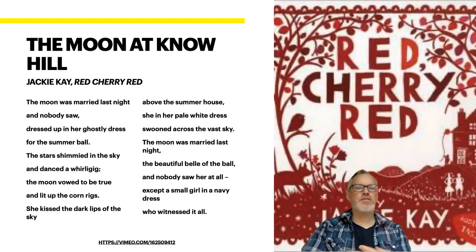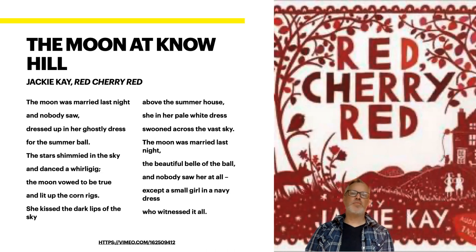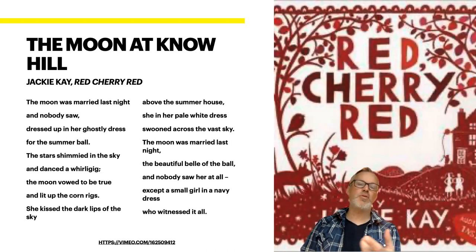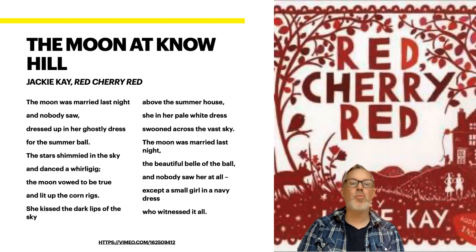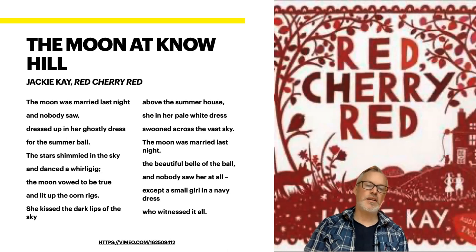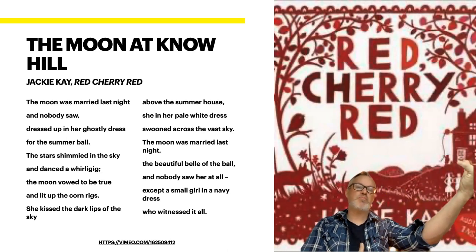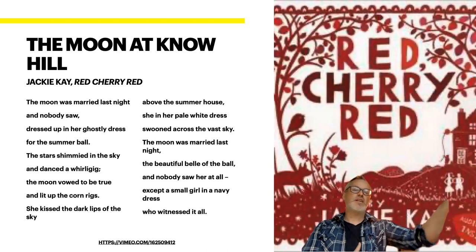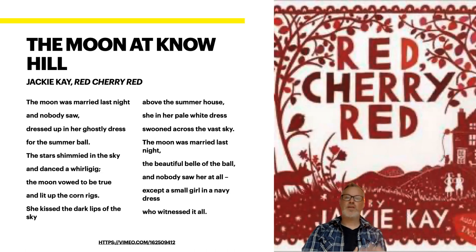So we've got lots of physical sounds, we've got sights, movement with swooning and shimmying. We've got a bit of alliteration, the beautiful bell of the ball, which is a very common idiomatic bit of speech. And then we've got this contrast between the girl in the sky who's being married, who's potentially the older self being envisaged to grow up, or in a fantasy from this small girl who's the witness.